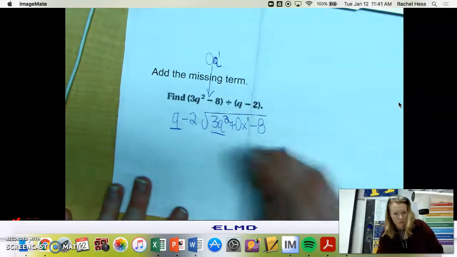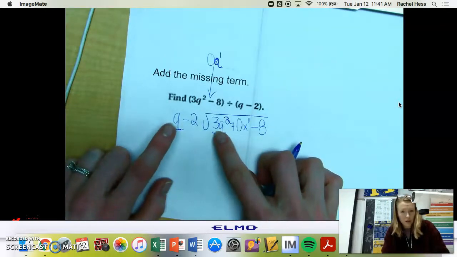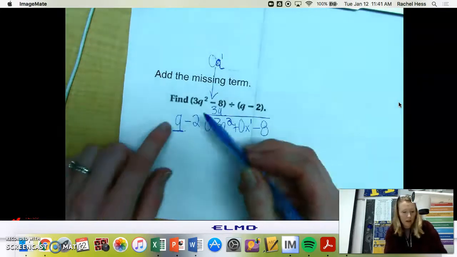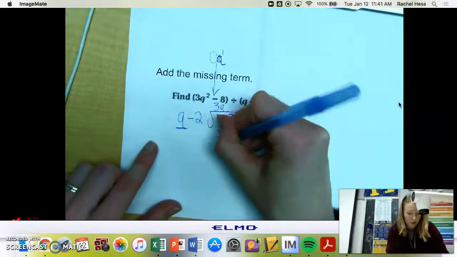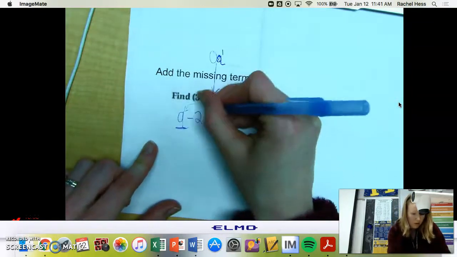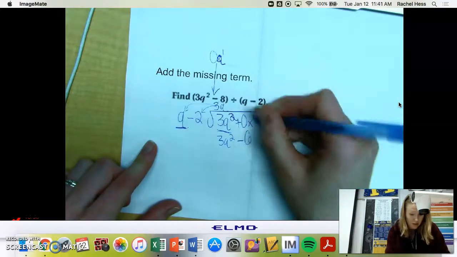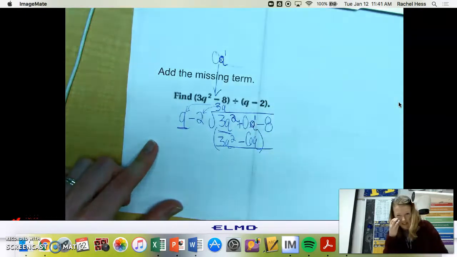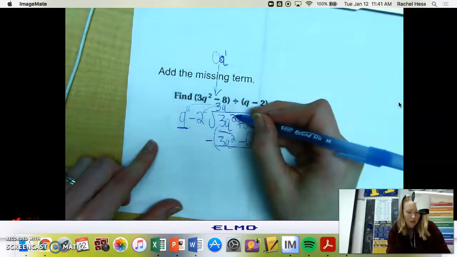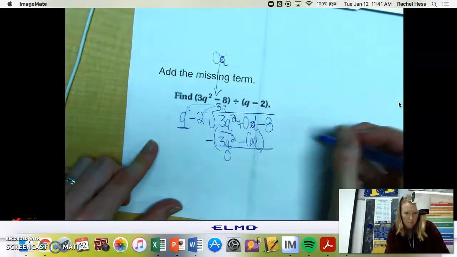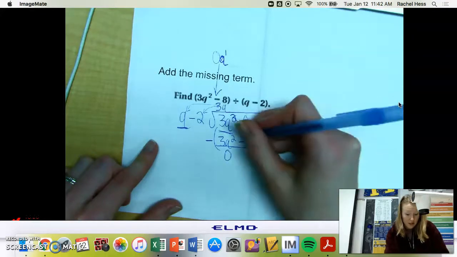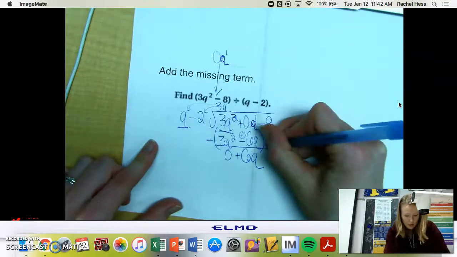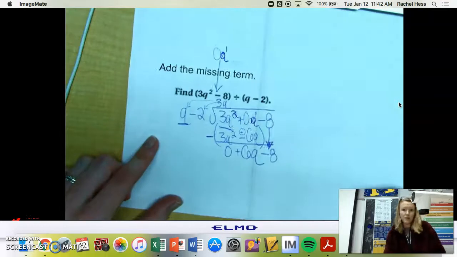How do I get these first terms to match? Well, it looks like this term has a 3 that we're missing, and it looks like we need to give it another q, right? 3q times q would become 3q squared. But 3q times negative 2 is negative 6q. And then once I have distributed that 3q, I have to subtract. 3q squared minus 3q squared is 0. 0 minus negative 6, remember that would turn to a plus 6. I'd get a positive 6q. And then I can drop down my next term and repeat this process.